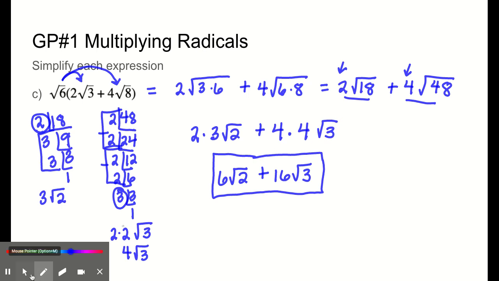All right, that is it for multiplying. Let's go ahead and take a look at division.